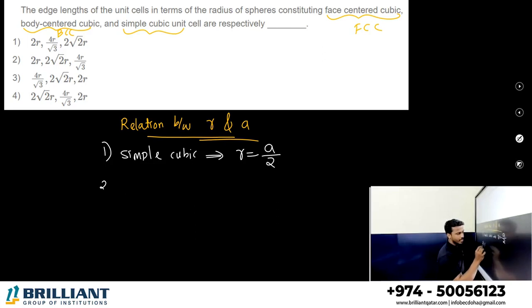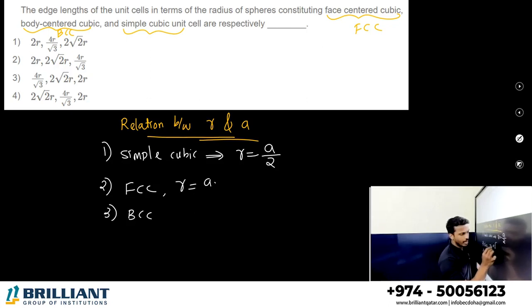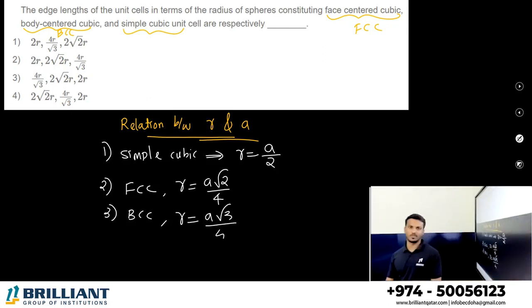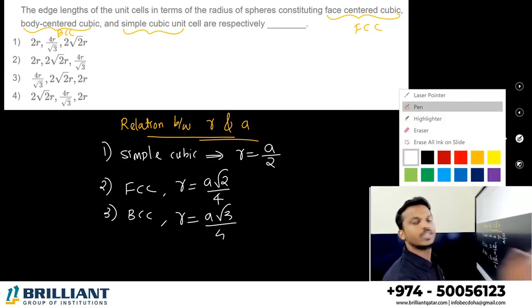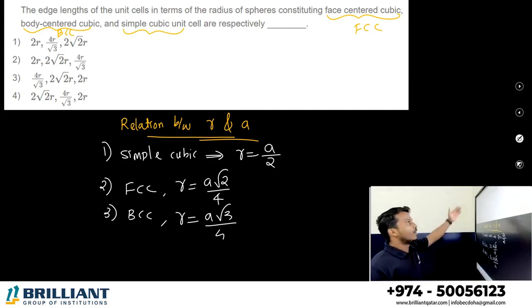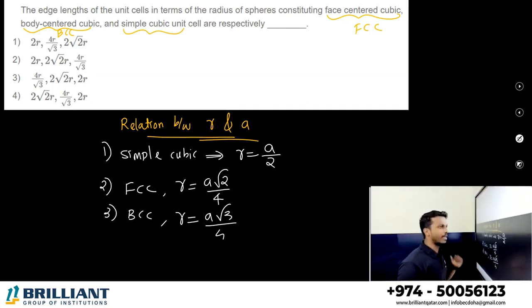For FCC and BCC, it is very easy to remember. For FCC system, R equal to A root 2 by 4. For BCC system, R equal to A root 3 by 4. Very important question. So simple cubic, FCC, BCC, radius and axial length, it's compulsory to know. Let us take in the proper order. They given FCC first. Okay, let me take FCC.